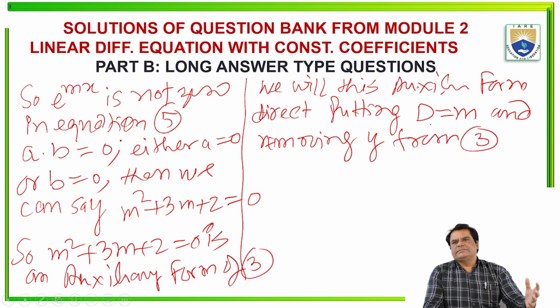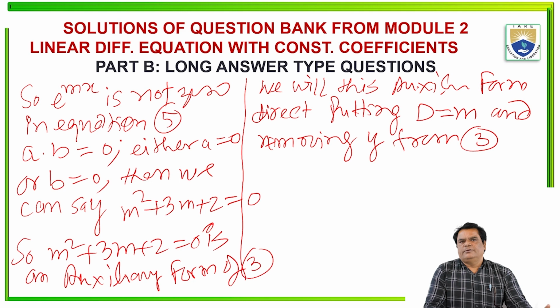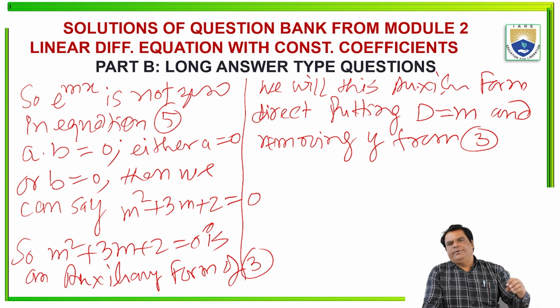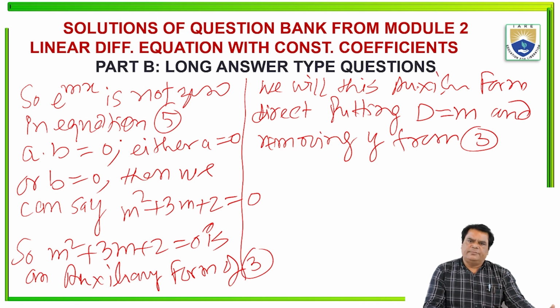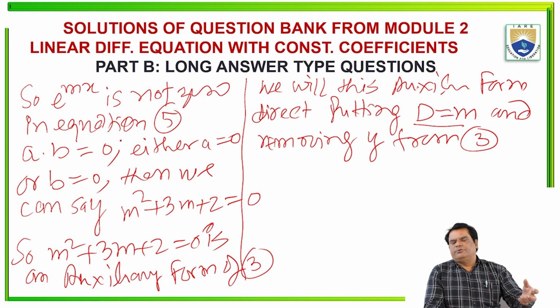Here we have discussed the formula in detail, how we can find an auxiliary equation. But in our question, we can get the auxiliary equation directly after putting D equal to m and removing y. Y is a function. A function is never 0. We want to find the value of y. So y is never 0. So putting D equal to m, I have given the procedure here.